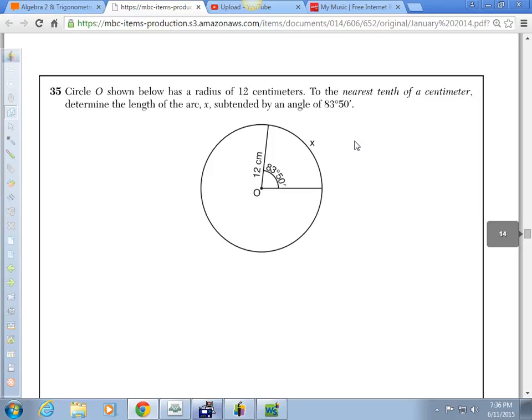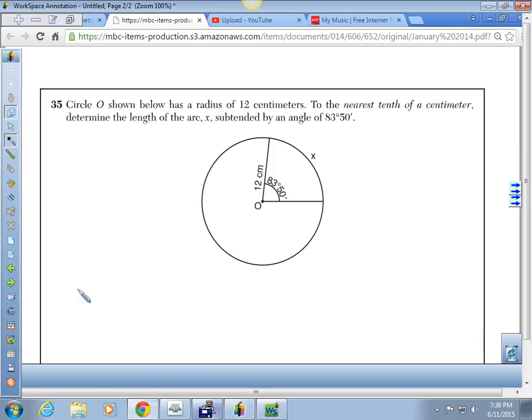All right, so we've got this circle down here. We know that the radius is 12 centimeters. They want us to find the arc length x to the nearest tenth of a meter. Well, how do we find an arc length? What is that little formula we have? Easy to forget, though, but it has been on every single Regents exam.